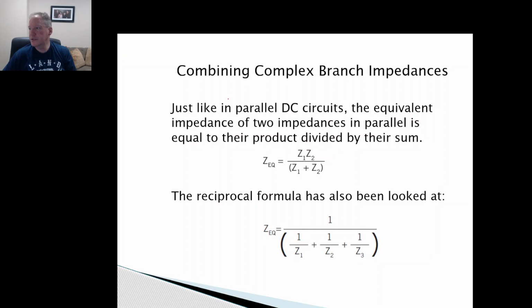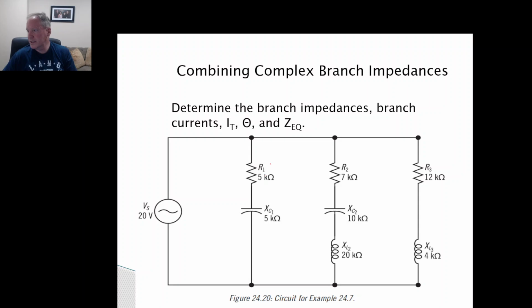All right, so just like in parallel DC circuits, the equivalent impedance of two impedances in parallel is equal to the product divided by their sum, or the reciprocal formula. So that's the same as DC in our parallel circuits. So in this case, we would have Z1 here, which would be 5K plus j5K, or 5K at an angle of 0 degrees plus 5K at an angle of negative 90 degrees.